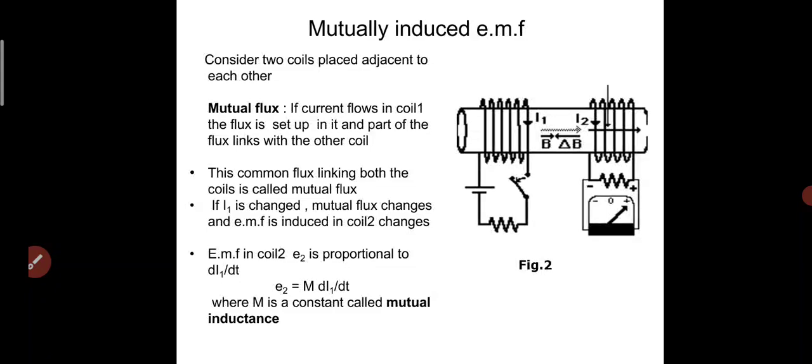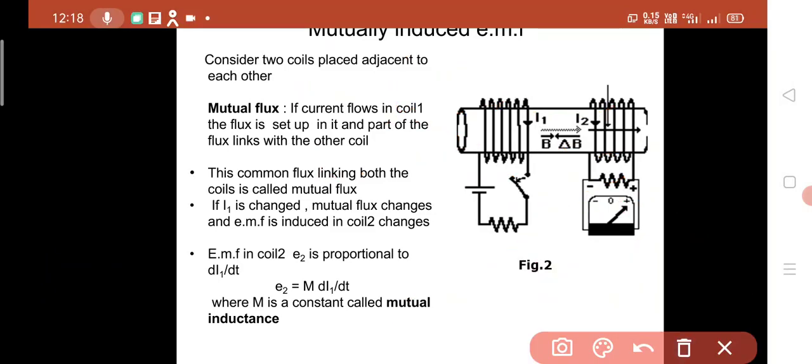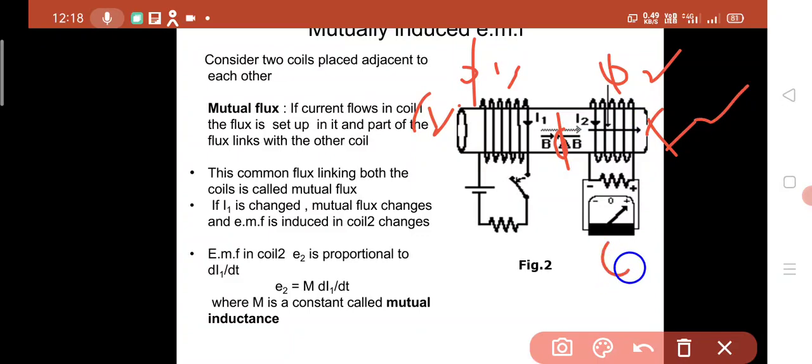See the diagram, mutual induced EMF diagram. So this is the number of turns, this is the mutual flux, and this is the primary flux phi 1. So secondary flux phi 2. So this is the current I1, this is the current I2, this is the galvanometer. So this is the resistance, this is the rheostat, switch, this is the battery.